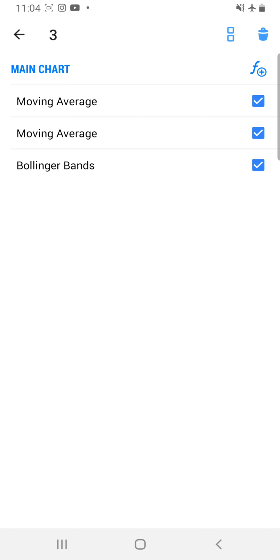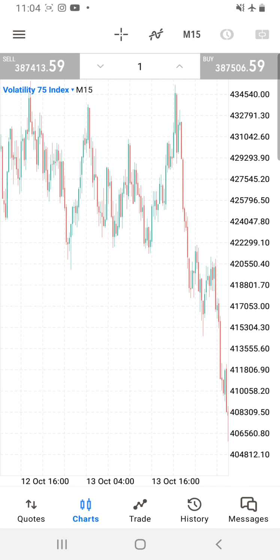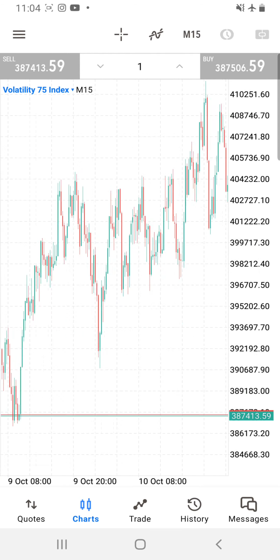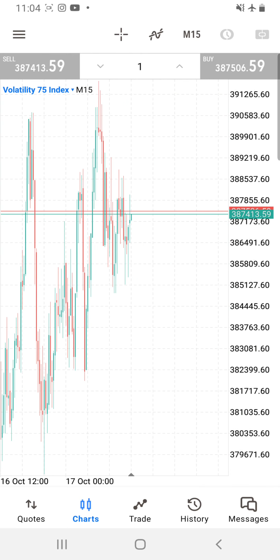As you can see, I'm left with a black chart on V75. We're mostly going to be using our 15-minute time frame. Like I said, we want to try and maximize on trading in line with the trend. This strategy allows you to trade the trend.